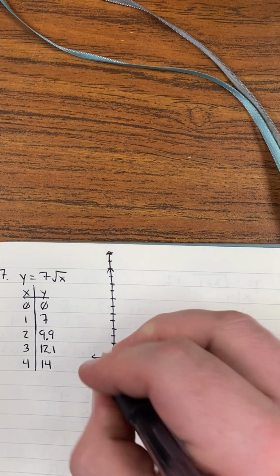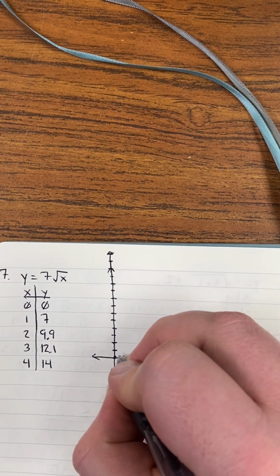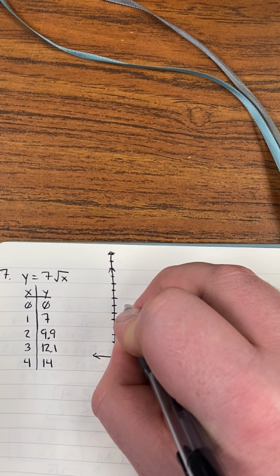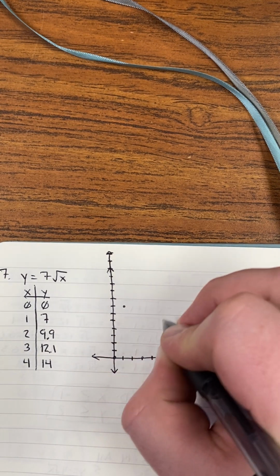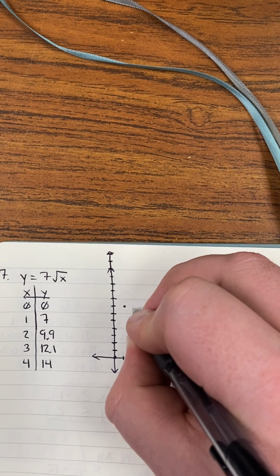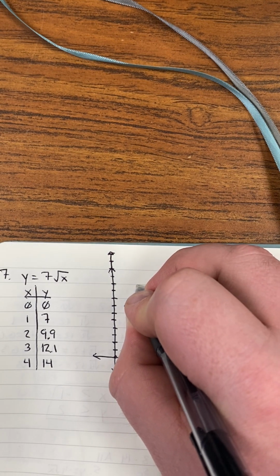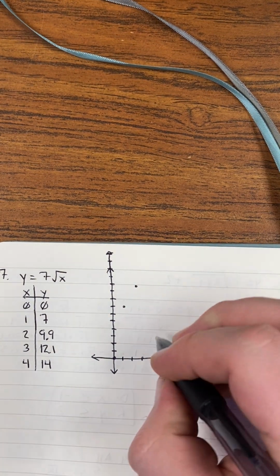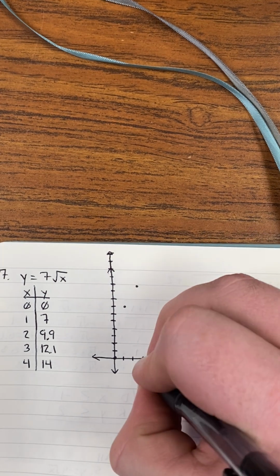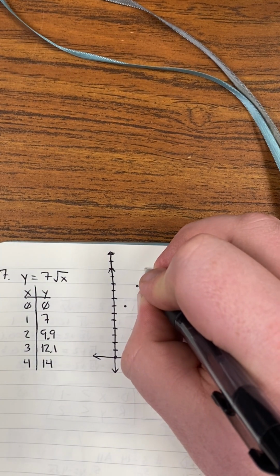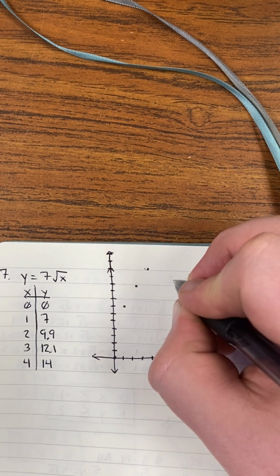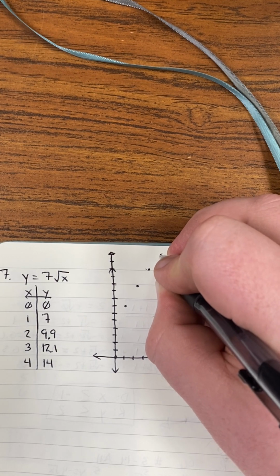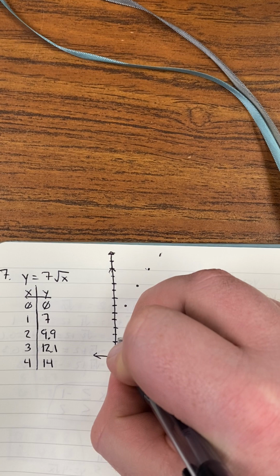Okay, let's plot this. 0, 0, 1, 7. 2, 9.9. It's going to be basically touching that line right there. And then 3, 12.1. Going to be about there. And then 4, 14. Okay. It's going to look something like this.